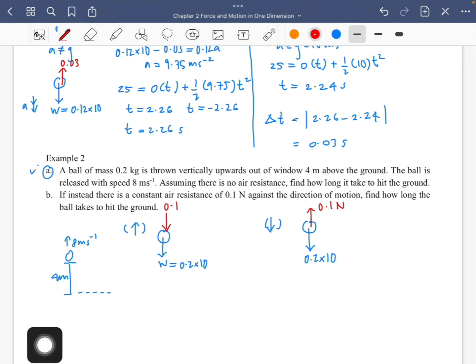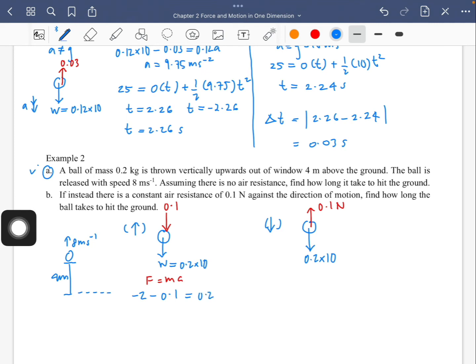For this case, we need to find the acceleration. The acceleration for going up will be found by applying F equals ma. What forces are involved here? Since both forces are opposite to the direction of motion, we write the equation as -0.2 times 10 from the weight force, minus 0.1 from air resistance. Why are both of these negative? Remember, because these two forces are in the opposite direction of motion. And then we equate with mass multiplied by acceleration.